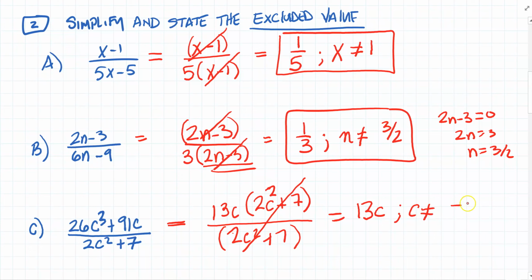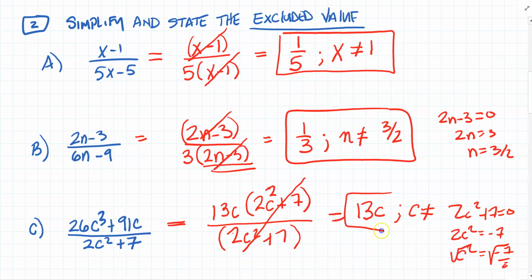If I take 2c squared plus 7 set it equal to 0, I would get 2c squared is equal to negative 7. So c squared is equal to negative 7/2, and then taking a square root, I can't take the square root of a negative number, so I don't need to worry about any excluded values. There are only imaginary roots that I have to consider. So in this case, I only would say there are no roots for that one.